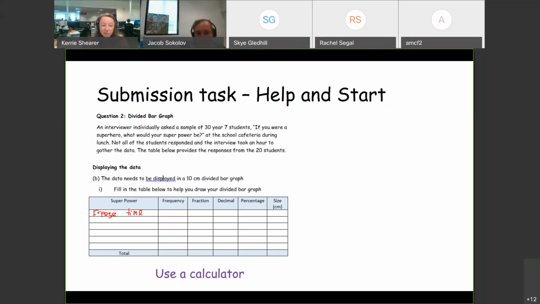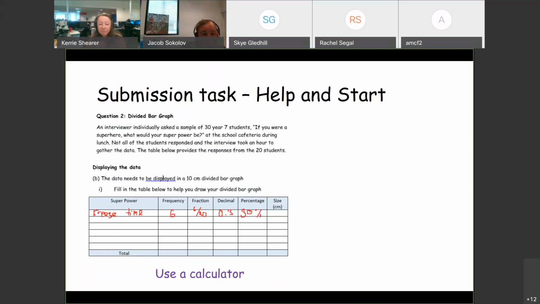Okay, so the frequency is 6 as a fraction, because we've got 20 data pieces. It's 6 over 20. As a decimal, guys, can you do that for me? Convert 6 over 20. What's the trick? 6 out of 20 would be the same as, yes, Rachel, 3 out of 10. So it'd be 0.3. And 0.3 as a percentage, guys, times by 100. Move the decimal place 2 to the right. And what do we get? 30%. Awesome. And our divided bar graph is going to be 10 centimeters.